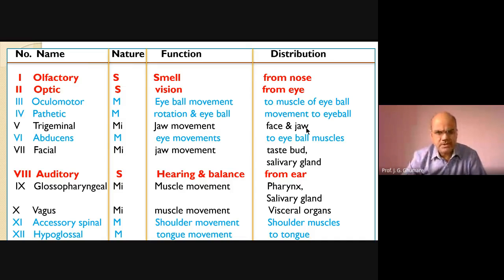And the one which comes from the facial region, as well as the jaw movement, is the main work carried by this one. The one which is supplied to the teeth. So this is the dentist nerve, remember.